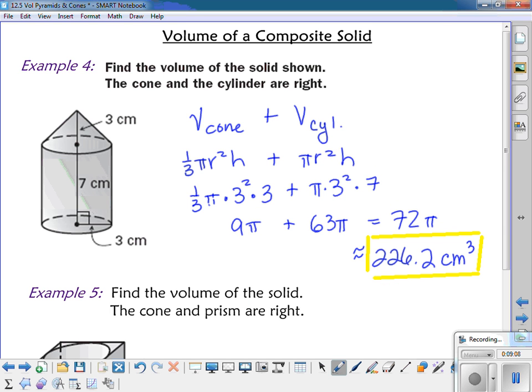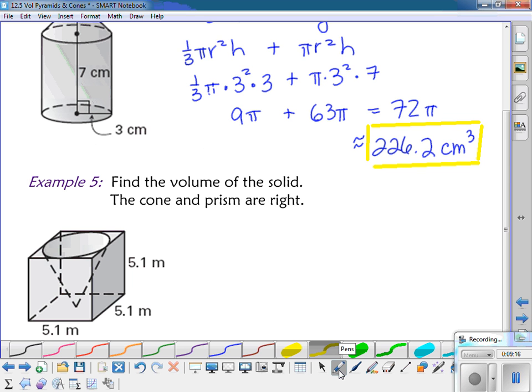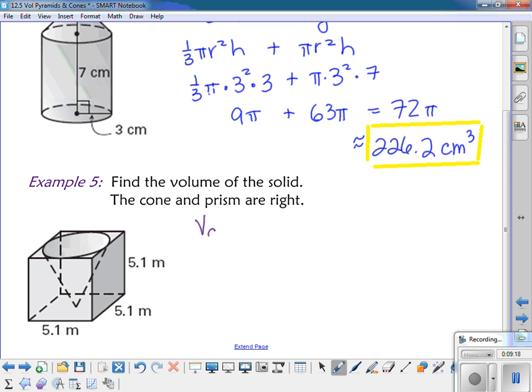This next example, we're going to find the volume, but it turns out that the cone is being cut out of the cube. So we're going to have the volume of the cube minus the volume of the cone. So the volume of the cube is just going to be the side cubed, and it's going to be minus 1/3 pi r squared h.